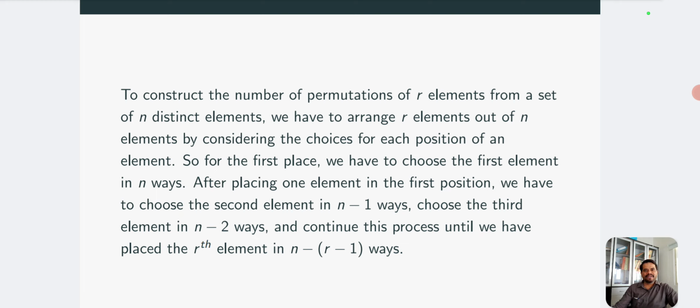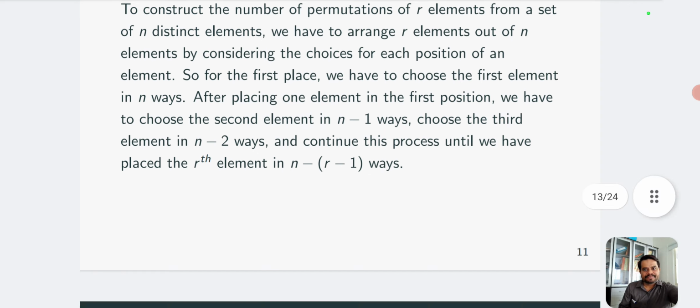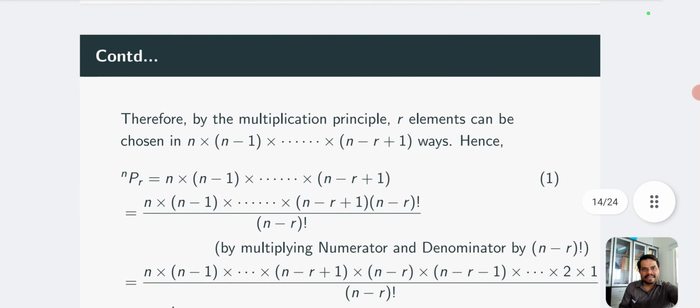And how many ways you can arrange the rth element is n minus r plus 1 ways. So if we collect these, by using the multiplication principle, or we can call it the product rule, we can write that the r elements which are chosen in this way, because all these are independent, can be arranged in n into n minus 1 into and so on into n minus r plus 1 ways.